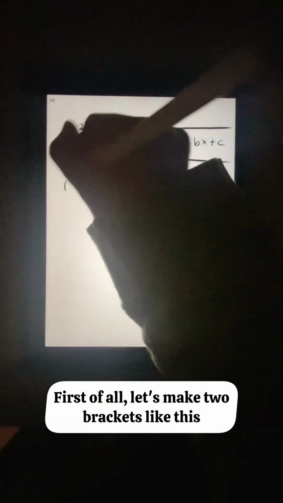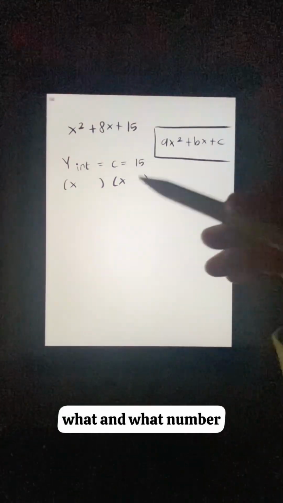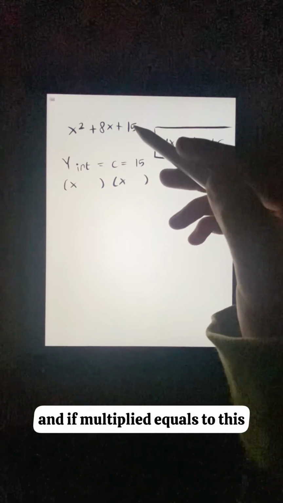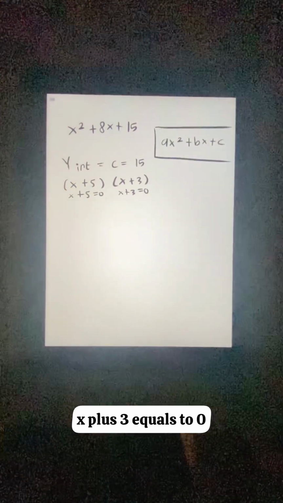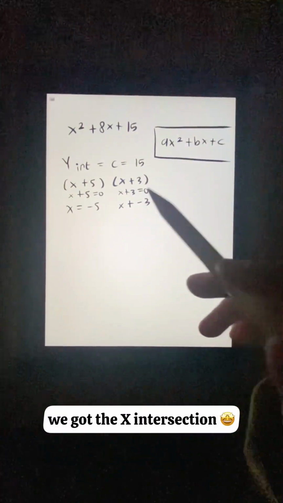First of all, let's make two brackets like this, with x's in the front. Then take a look at the question again. What two numbers when added equal this, and if multiplied equal this? The answer is 5 and 3. So x plus 5 equals 0, x plus 3 equals 0. x equals minus 5 and x equals minus 3. That is it, guys. We got the x intersection.